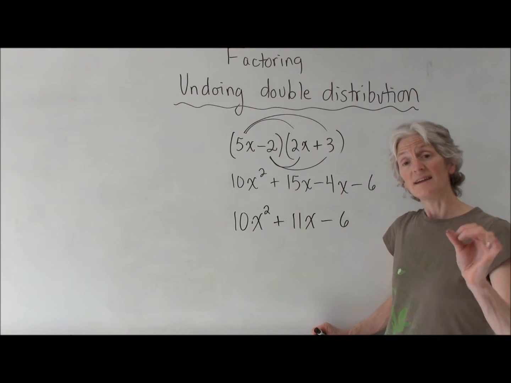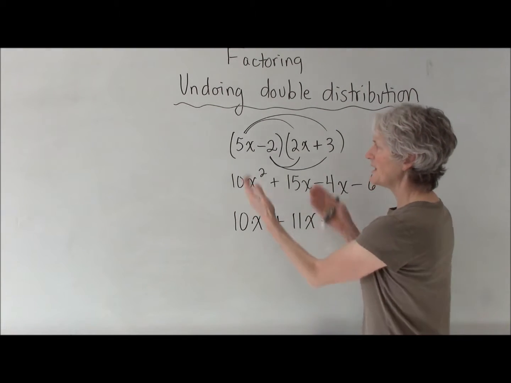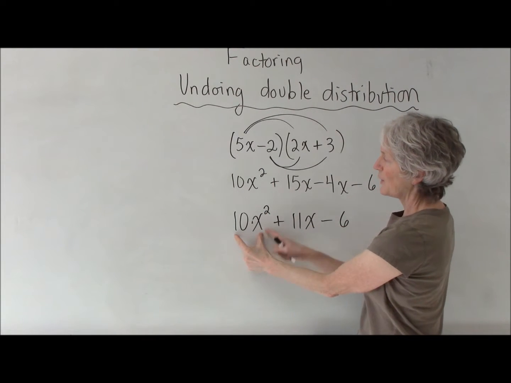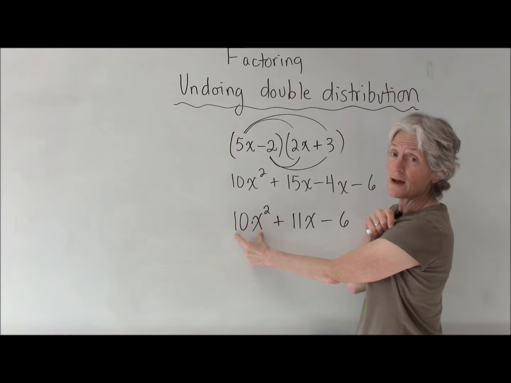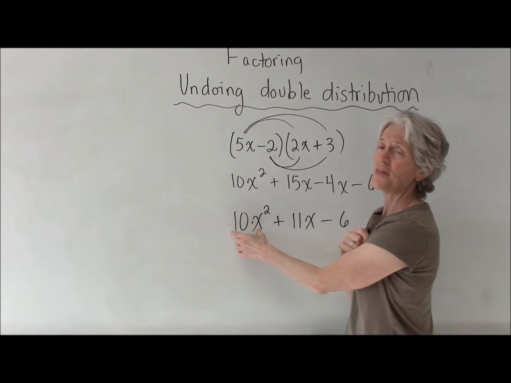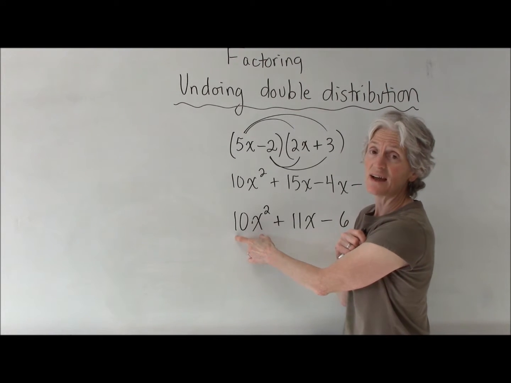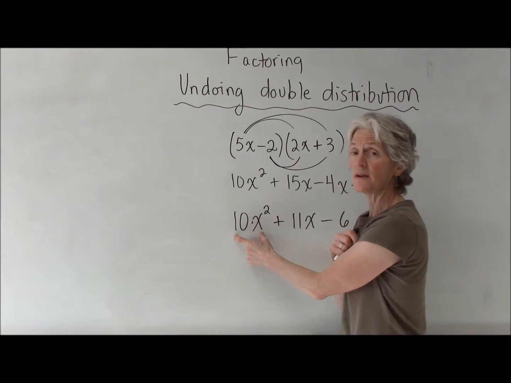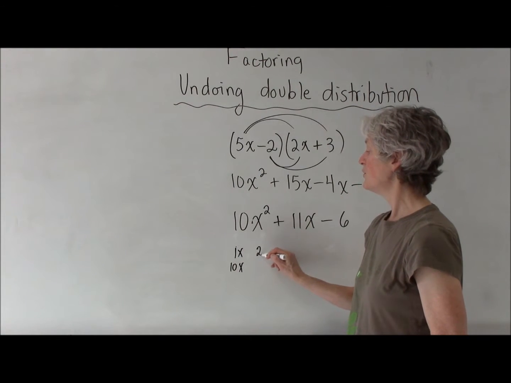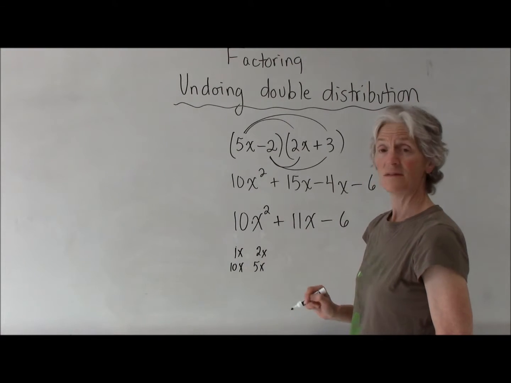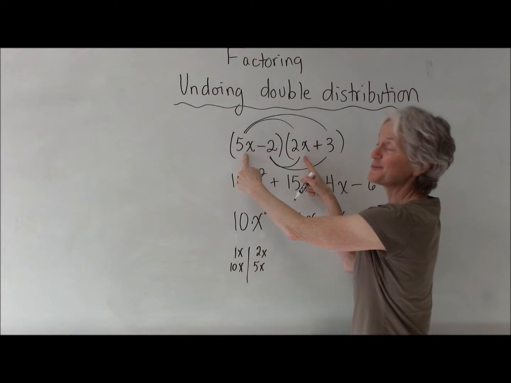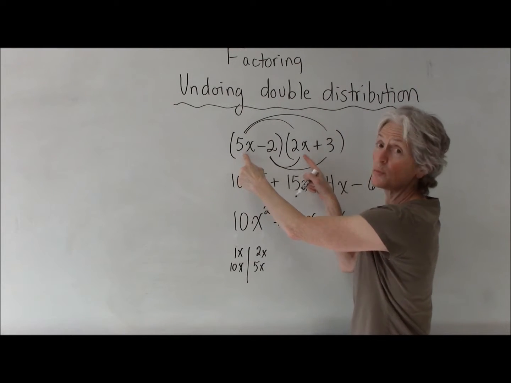Now, by educated guessing and checking, you have to realize the process of double distribution. Say, oh, I got 10x squared from multiplying 5x times 2x. So if I want to go backwards, I want to think of the things that multiply to equal 10x squared, the factors of 10x squared. That would either be 1x and 10x or 2x and 5x. Obviously we know the end of the story. We know that 5x and 2x worked.